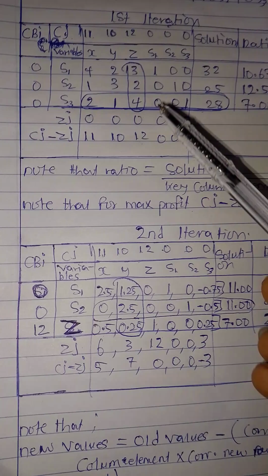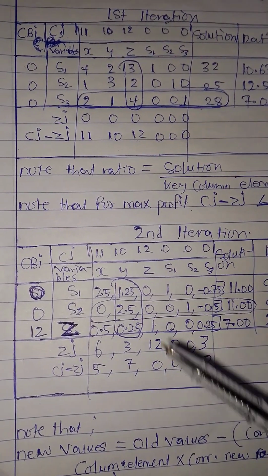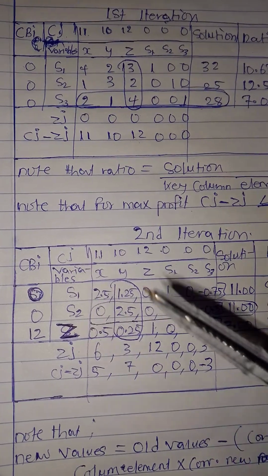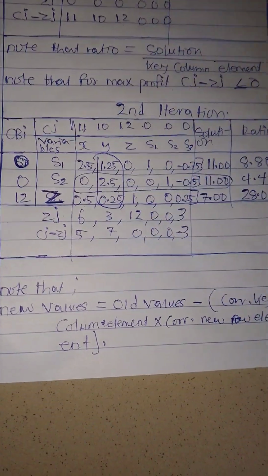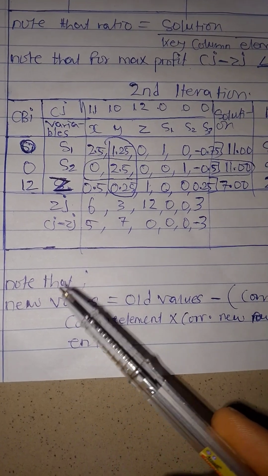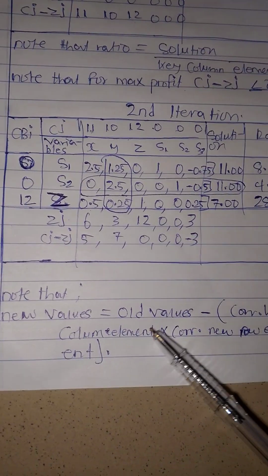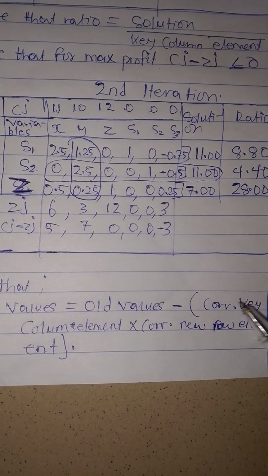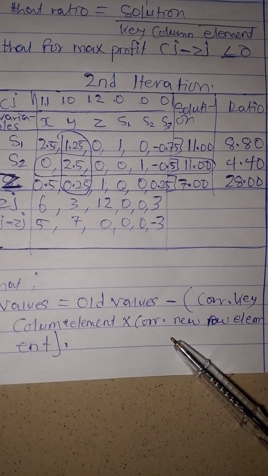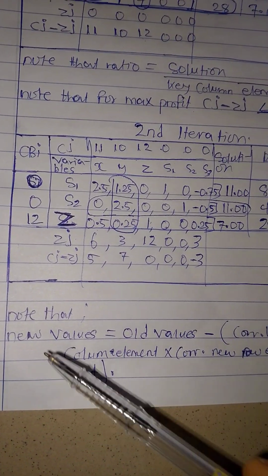Now how do I get, and also know that this 28 divided by 4 will also give you what? 7. Okay, so after doing that, how do I get the values for x1 and x2? Now for us to get the values for x1 and x2, this is the formula. The new value is equal to the old value minus the corresponding key column element times the corresponding new row element. This is the formula for finding new values.